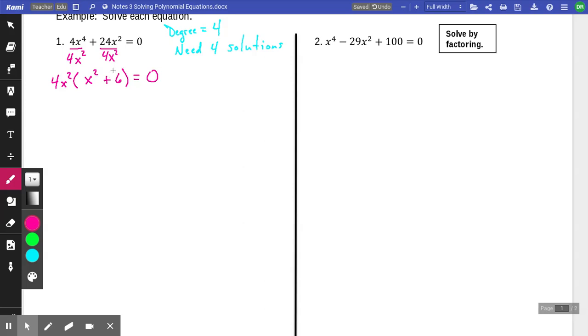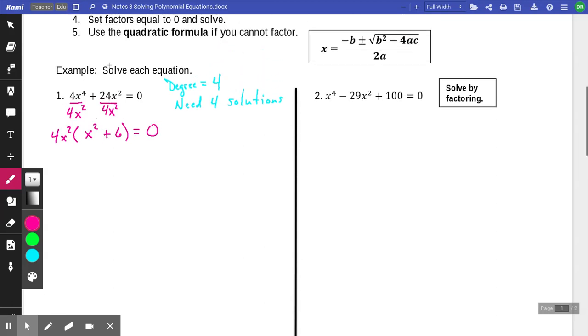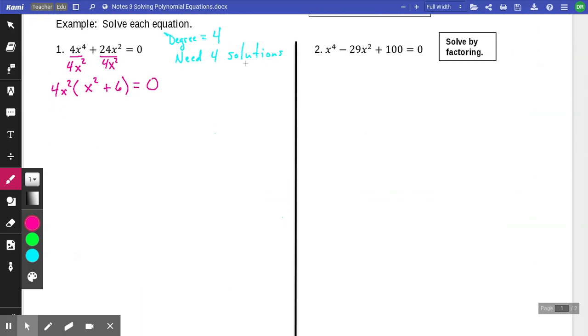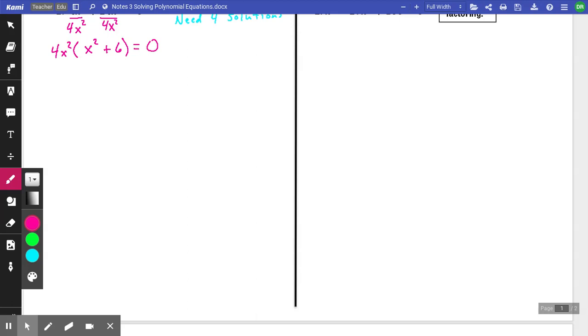But also, if we're talking about the square root formula, the difference of squares, this would have to be a minus sign in between. So look back at that. With difference of squares, we only had the option for minus. Okay, so let's try this out then. If I can't factor anymore, then what I need to do is take the factors I already have and set each of those equal to 0. So we have a 4x squared and an x squared plus 6. So let's look at those.